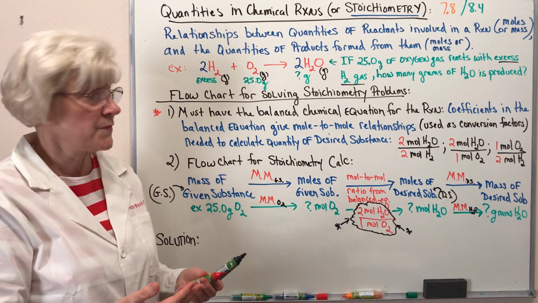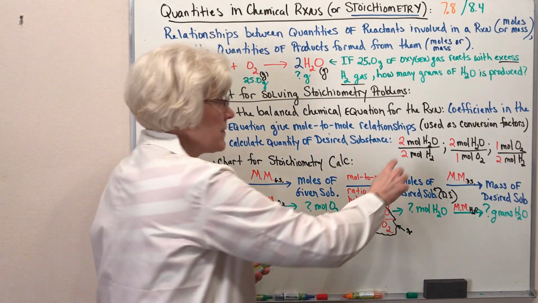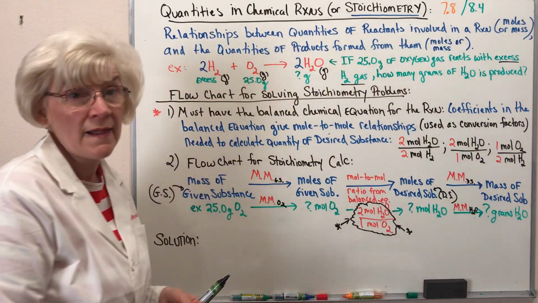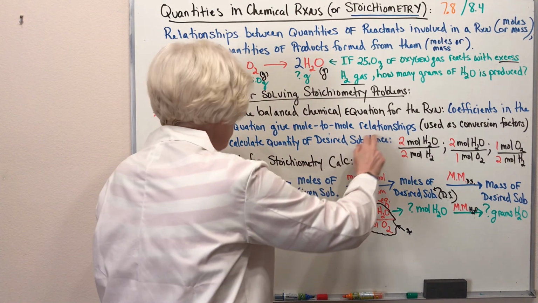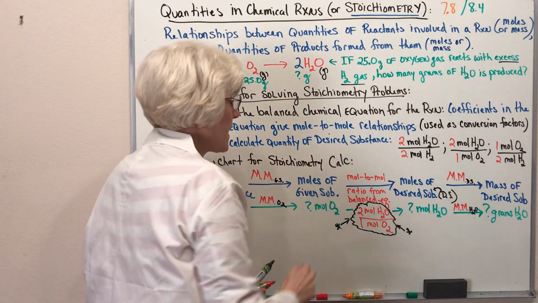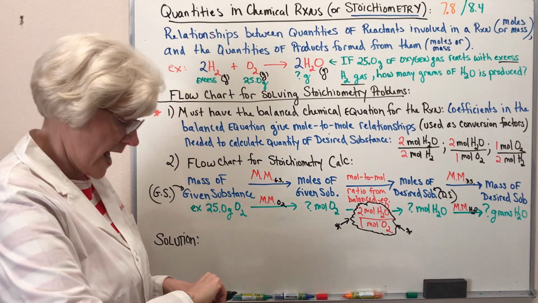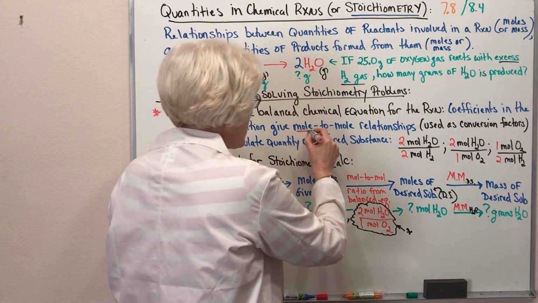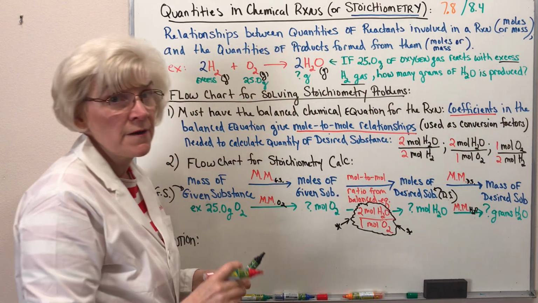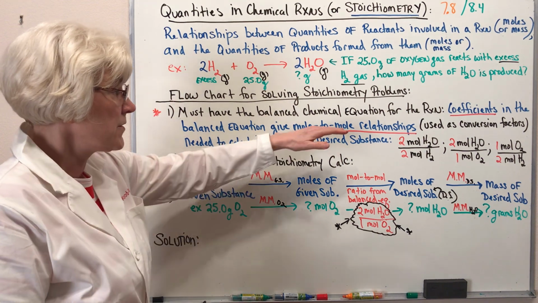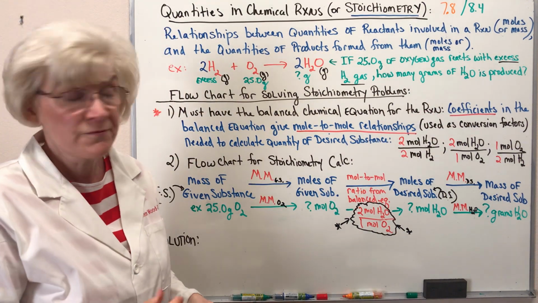That is an important skill you need to develop. Why do we need that balanced chemical equation? Because we need the coefficients in the balanced equation. And those coefficients are giving us mole-to-mole relationships needed to calculate the quantity of a desired substance, whatever we are asked about. So this idea of mole-to-mole relationships that are coming from the coefficients from the balanced equation, we use these mole-to-mole relationships as conversion factors in order to solve the problem.